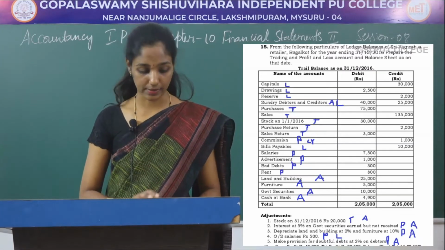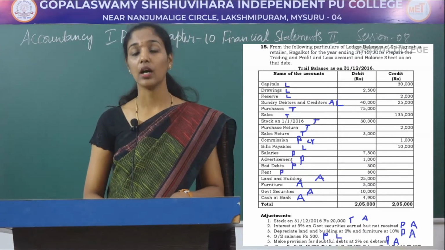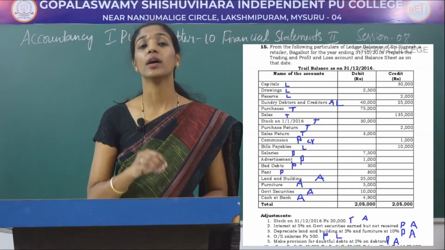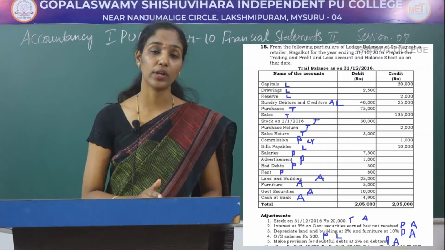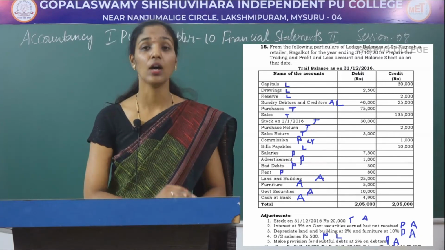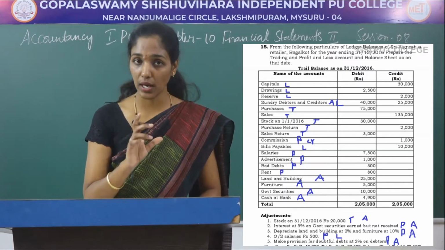Cash at bank assets. Now coming to the adjustment, stock on 31st/12/2016. So it is recorded on credit side of the profit and loss account, and again it should be recorded on the asset side of the balance sheet. So you should write capital letter T and A in front of the adjustment.